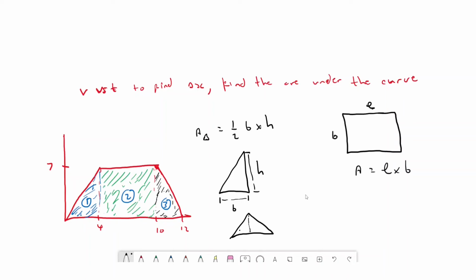Let us find the area for section 1. Now when you find the area for section 1, you will see that you are actually going to find the position. So you are going to find how far it traveled moving from A to B. When you find the area for section 2, you will find the displacement from B to C. When you find the area for section 3, you'll find the displacement from C to D.